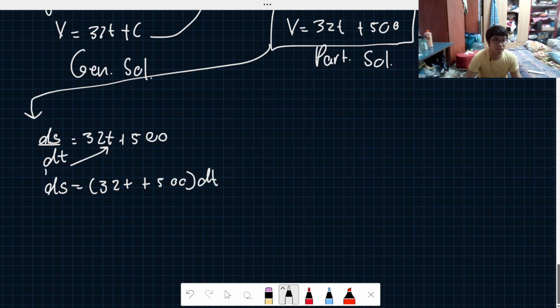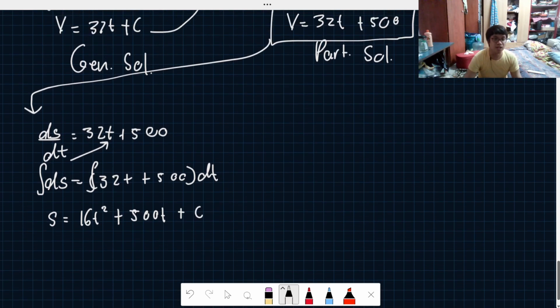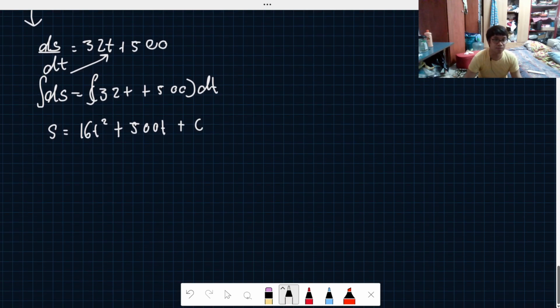Then integrate both sides. You will get s is equal to 16t squared plus 500t plus c. Then this is your general solution. Okay, this is your general solution. So what are you going to do? Based on the initial condition or initial scenario, you find a particular solution.